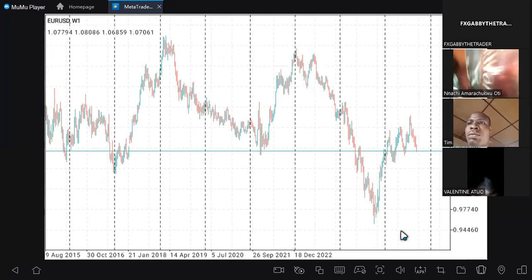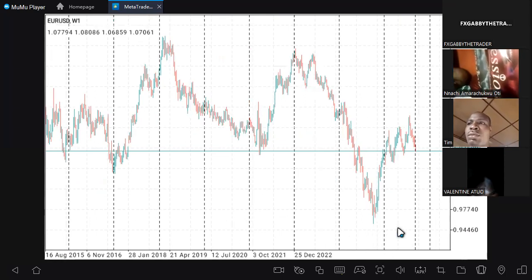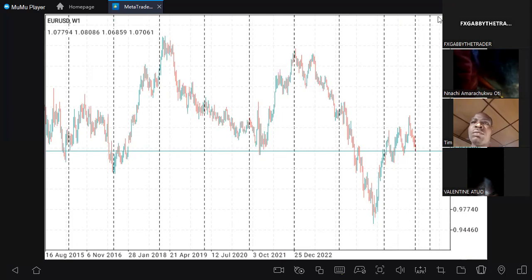Excuse me, let me change my mouse and see if it does anything better for me. Now I'm teaching them MT5. So when they are used to MT5, we will now be using it for trading.